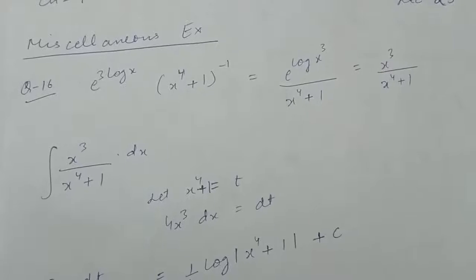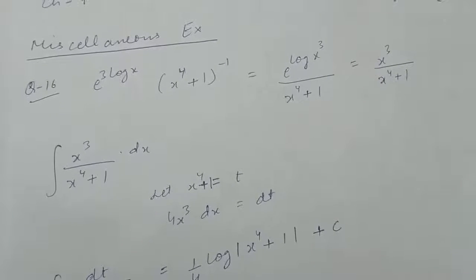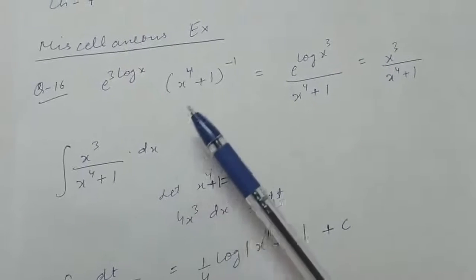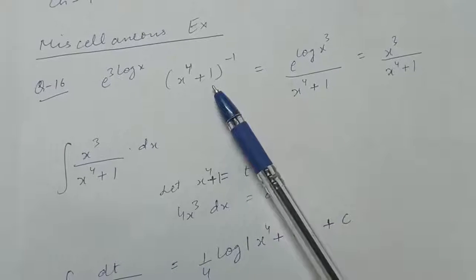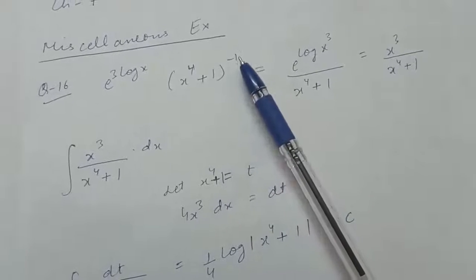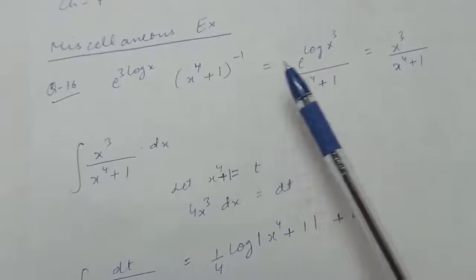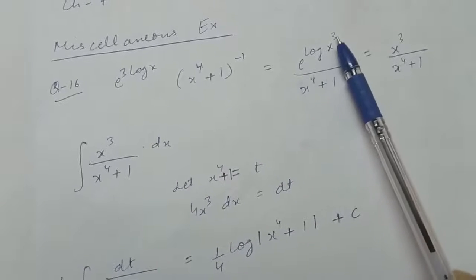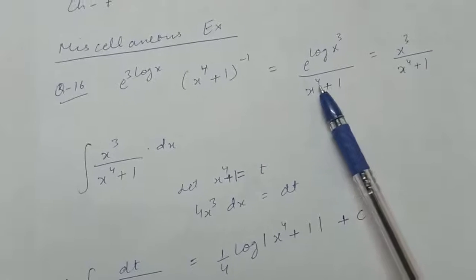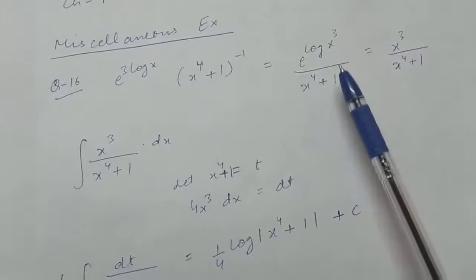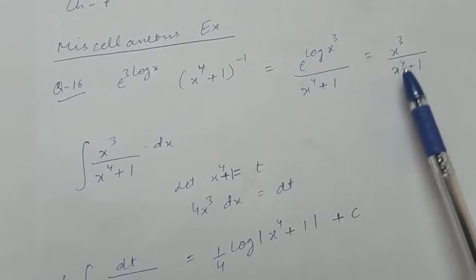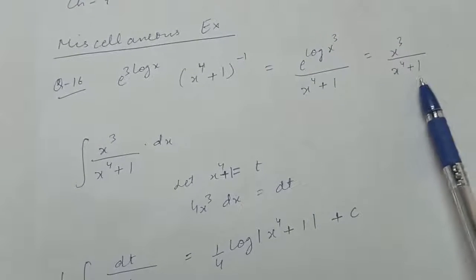So question number 16 is e raised to the power 3 log x into (x raised to the power 4 plus 1) whole raised to the power minus 1. Now you know this can be written as e raised to the power log x cube upon x raised to the power 4 plus 1. Now this is nothing but x cube upon x raised to the power 4 plus 1.